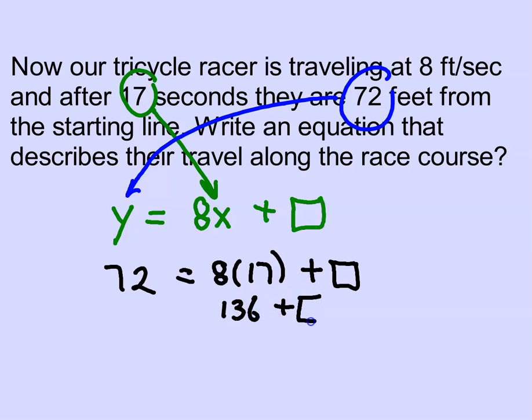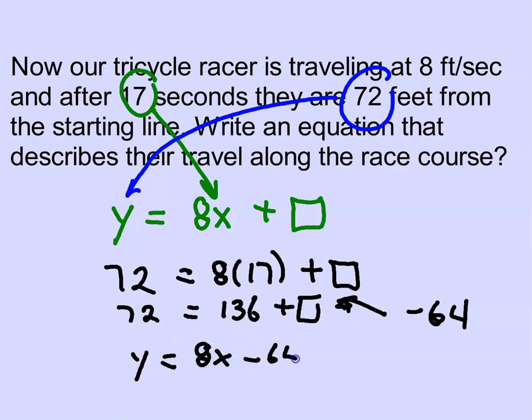So now I'm going to ask you the question. What do you have to add on to 136 to get to 72? Well, it's going to be a negative number, and you can find it by just taking 72 minus 136. Okay? And that is negative 64. Right there. So, here we are. y equals 8x minus 64. So apparently they were starting 64 feet behind the starting line, and they're traveling at 8 feet per second.